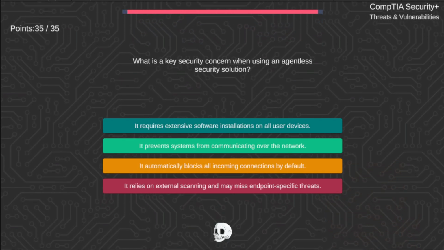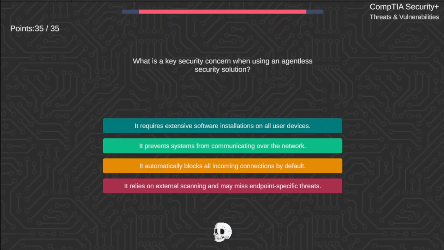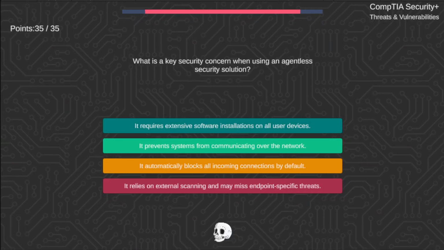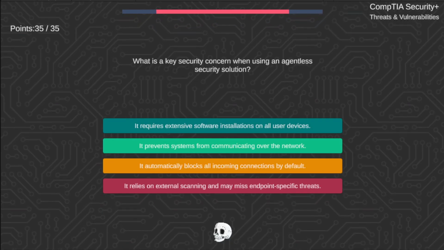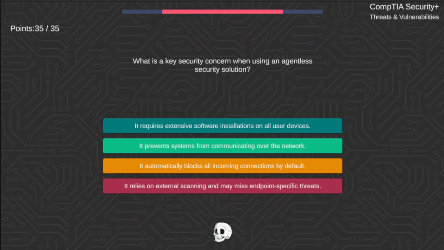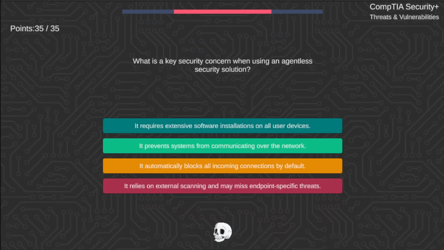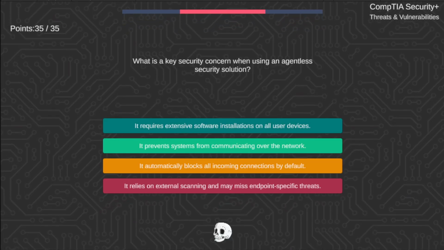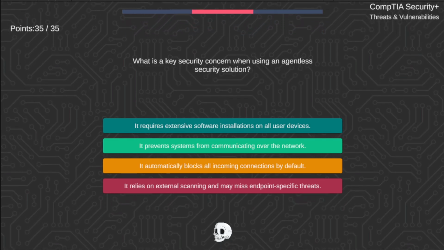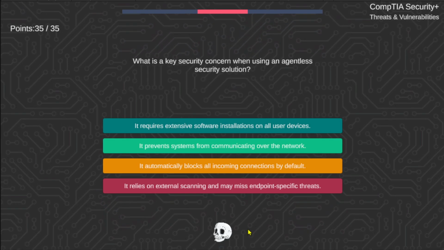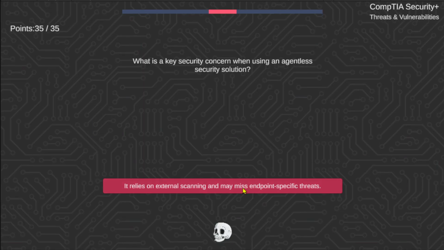What is a key security concern when using an agentless security solution? It requires extensive software installations on all user devices. It prevents systems from communicating over the network. It automatically blocks all incoming connections by default, or it relies on external scanning and may miss endpoint-specific threats. What is a key security concern when using an agentless security solution? Correct answer is it relies on external scanning and may miss endpoint-specific threats.